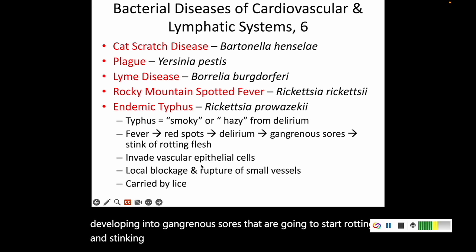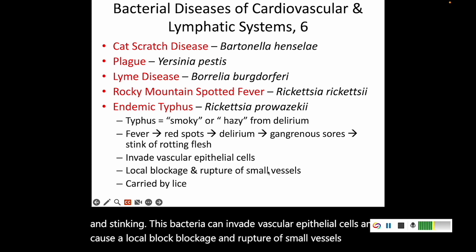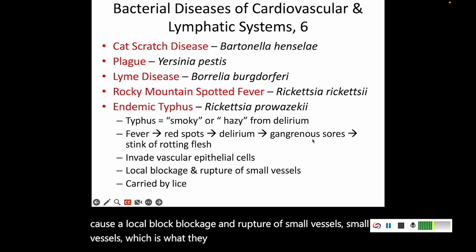This bacteria can invade vascular epithelial cells and cause a local blockage and rupture of small vessels, which is what then leads to the gangrenous sores. And this is again carried by lice.